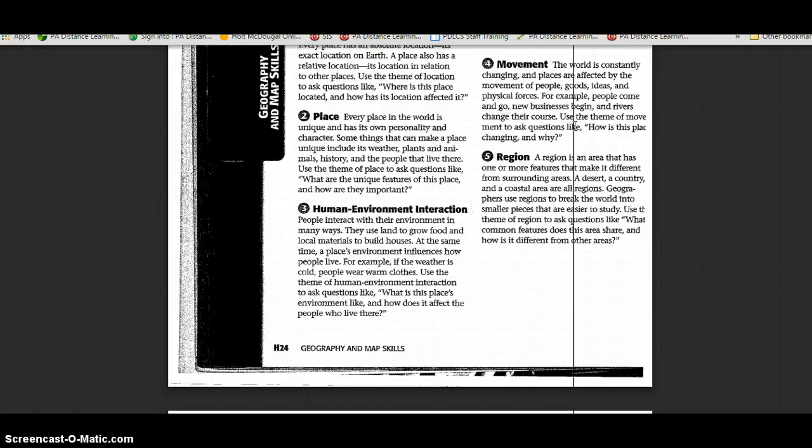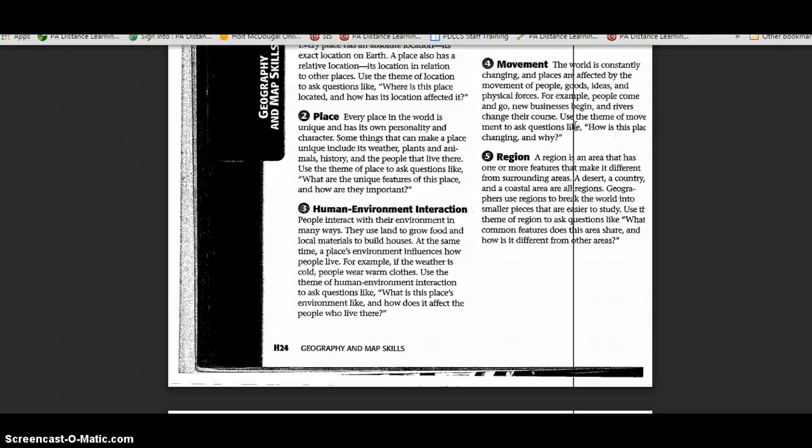Number 3, human-environment interaction. People interact with their environment in many ways. They use land to grow food and local materials to build houses. At the same time, a place's environment influences how people live. For example, if the weather is cold, people wear warm clothes. Use the theme of human-environment interaction to ask questions like, what is this place's environment like? And how does it affect the people who live there?